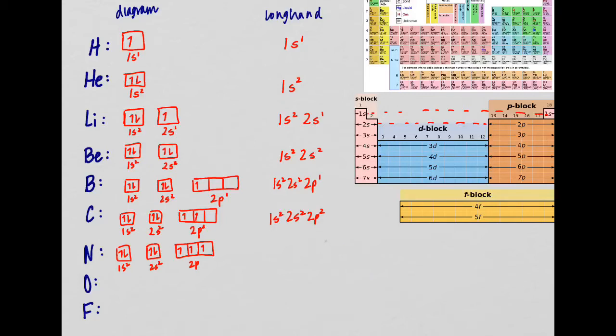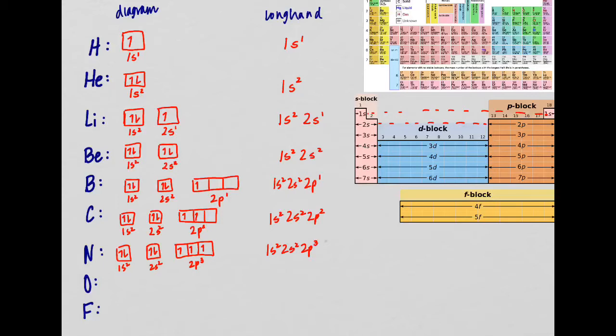So Hund's rule says we want them all to be spinning in the same direction first, then we'll sprinkle in the chaos casually as we must, okay? So this is nitrogen. We forgot the 3 there for nitrogen. So that's nitrogen's electron configuration diagram. To write this longhand, I'll write 1s2, 2s2, 2p3.